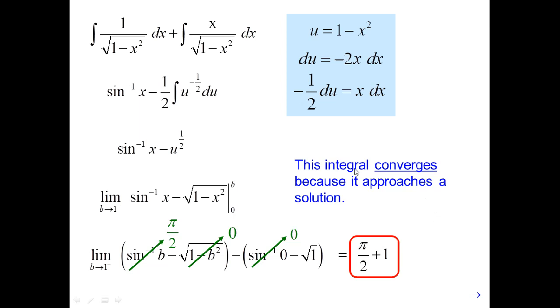Now, we say that this integral converges because it approaches a solution. This is not an exact solution because we can't actually be at 1. But this is what the value approaches. This is what the area under that curve from 0 to 1 approaches. That's the value that the area approaches as we add more and more of that area under the curve.